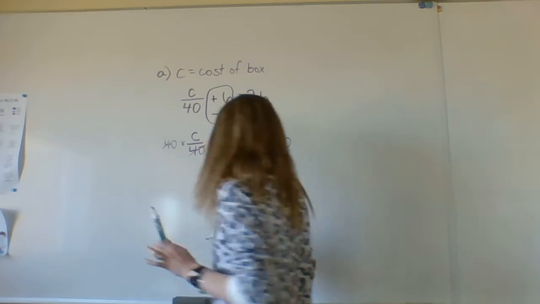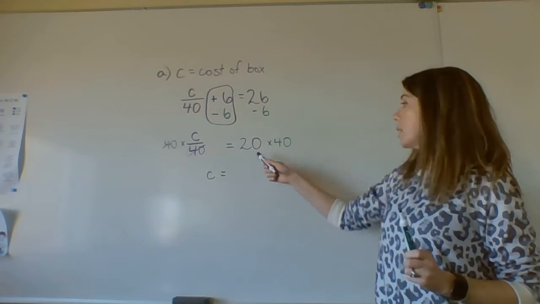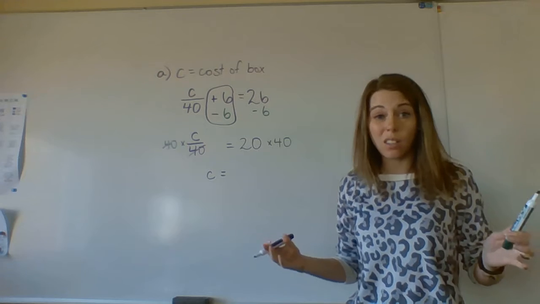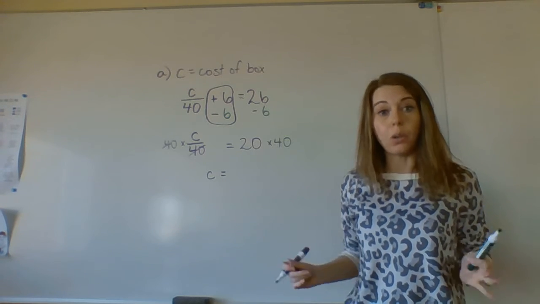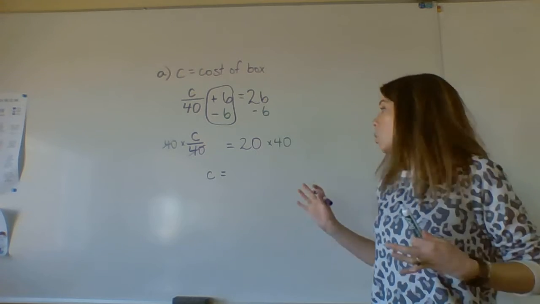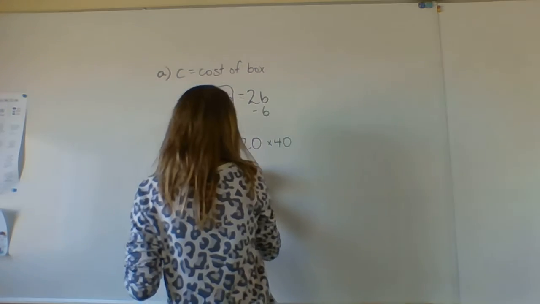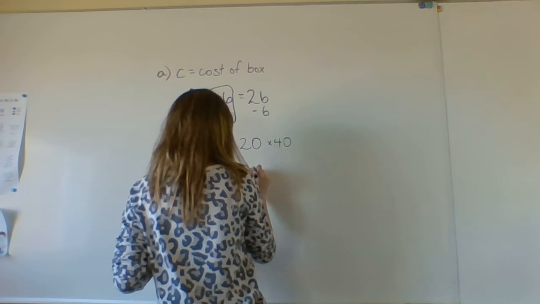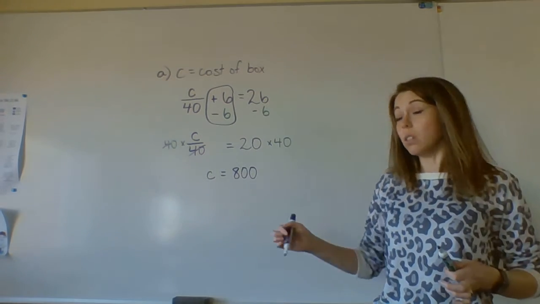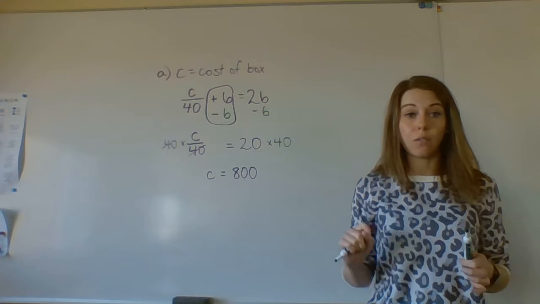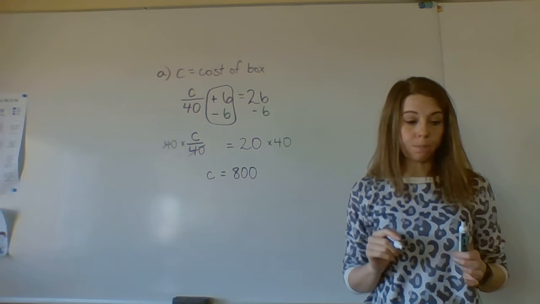C equals 20 times 40. This may be a calculator question for you, and that is A-okay. Grab that calculator out. Make sure you type in your numbers correctly. 20 times 40 is going to give you 800. So the student council paid $800 for that one box of t-shirts.